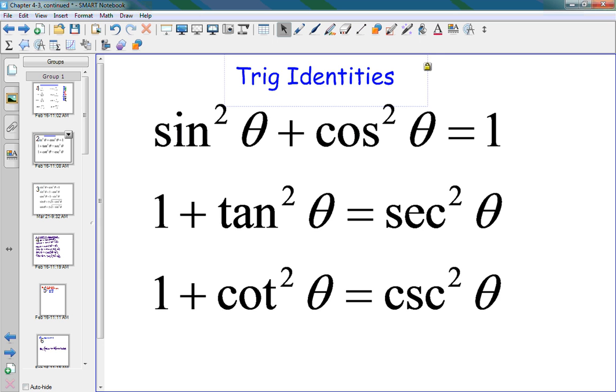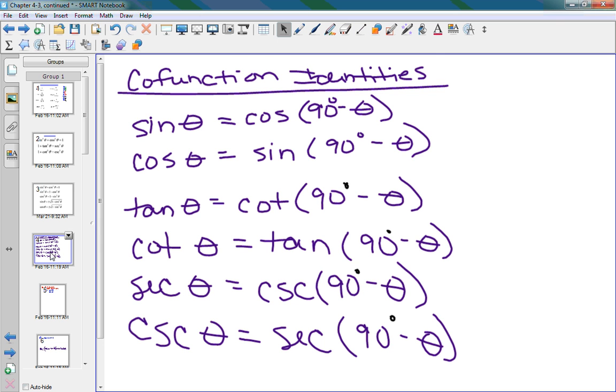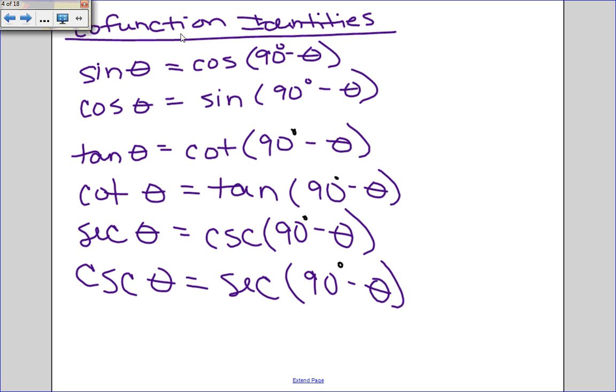Okay. Now, the next ones are called cofunction identities. Cofunction identities are actually at the bottom of your page, and you might want to note this so that you know it if you ever lose your notes or don't have them. Your trig identities, your cofunction identities, are on the bottom of page 269. They do not say cofunction identities, but they are there.